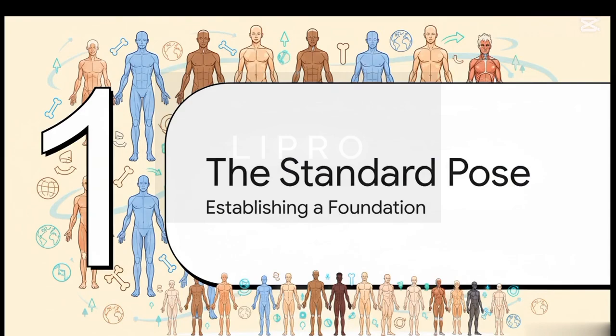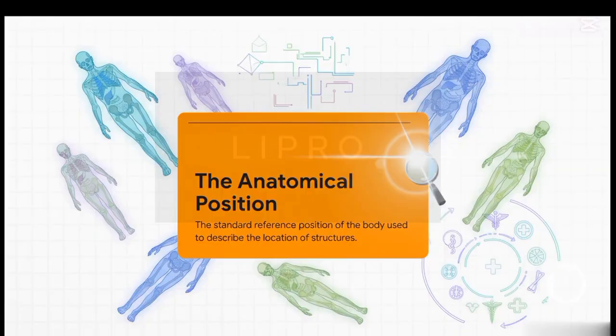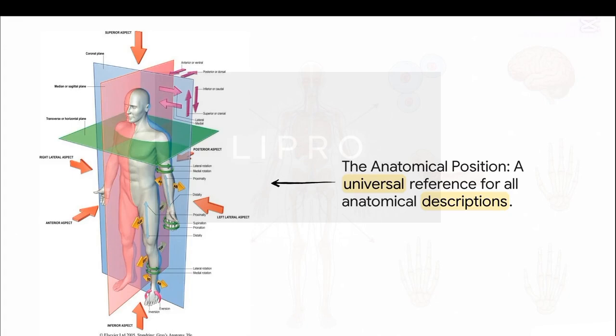We absolutely need a universal starting point, like a factory default setting for the human body that everyone on the entire planet agrees on. And here it is, the anatomical position. Okay, if you only learn one thing today, please make it this. This is the single most important reference point in all of anatomy. Seriously, every other term we're going to talk about is built on the idea that the body is in this exact pose.